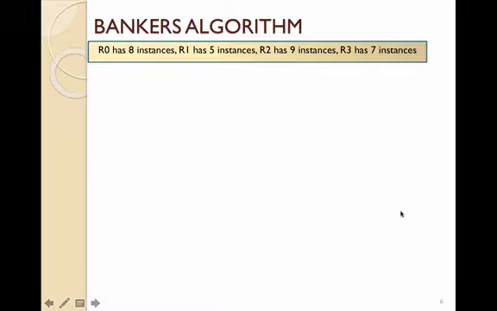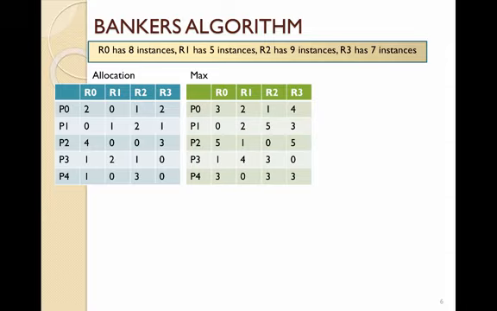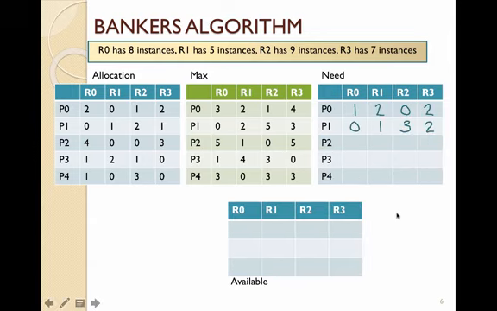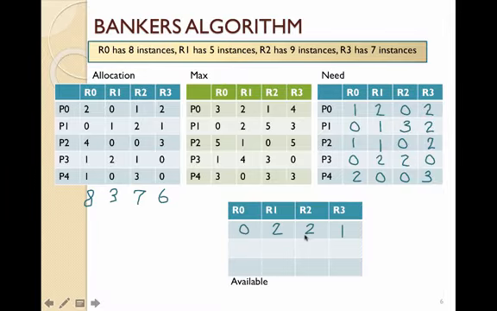So now let's take a quick look at the same situation, only this time R3 does not have 8 instances, it has 7 instances. Therefore, all of the need will be calculated the same, and the available will be calculated differently, because instead of 8 instances of R3, we only have 7. So we will have an available of 0, 2, 2, 1 instead of 0, 2, 2, 2. And this is just an example of a situation in which it is an unsafe state.